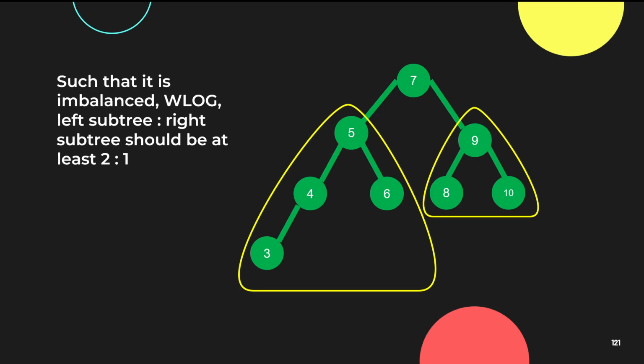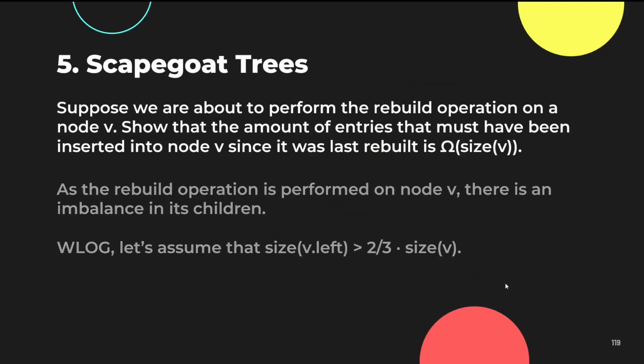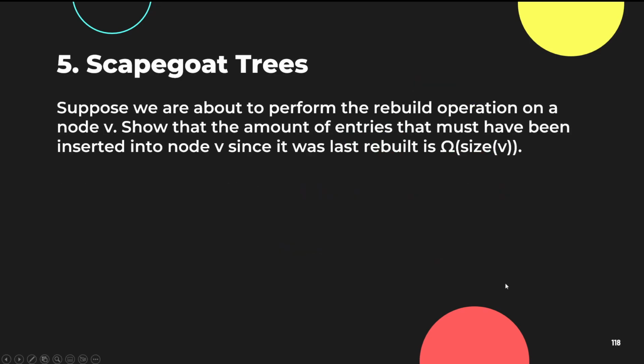What is B? Which node? I think it should be the root, because if we rebuild, then that should be from this whole tree, right? Rebuild is from this whole tree. Go to the rebuild tree. Mm-hmm.